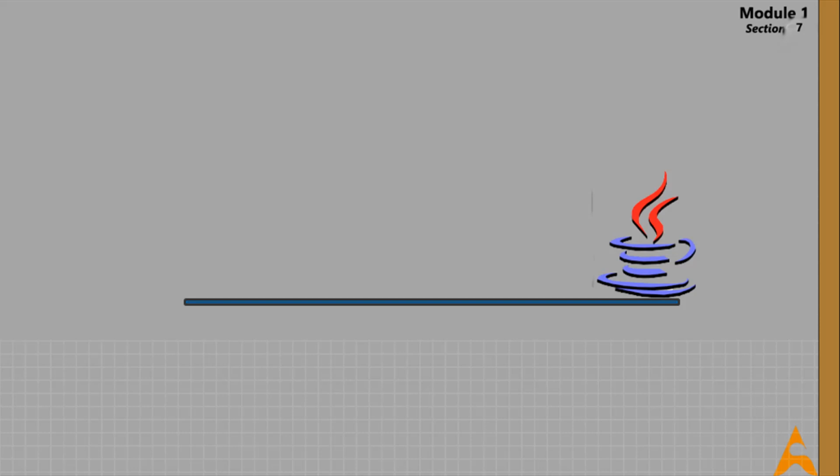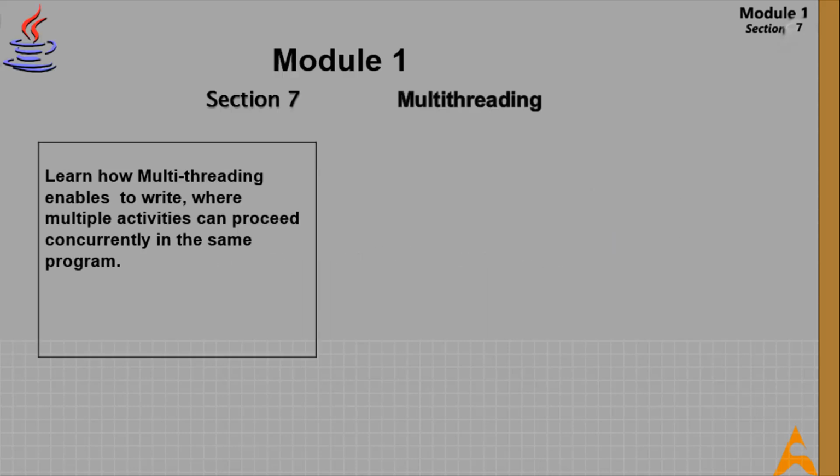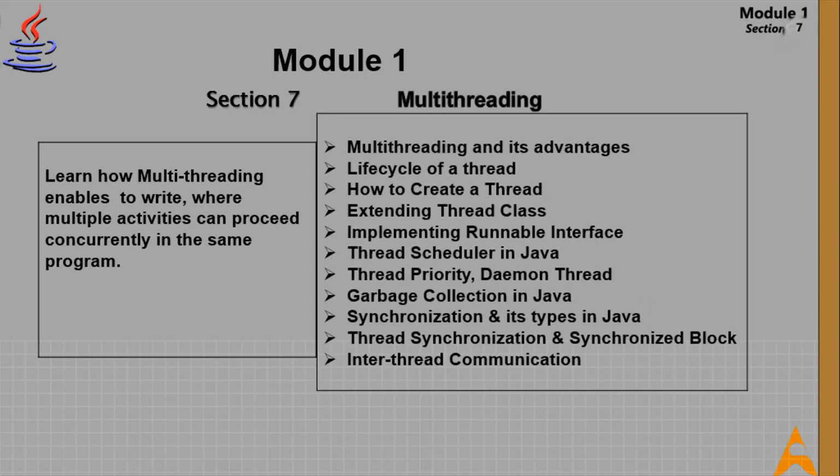Hi there. Welcome back to our next session on multithreading and synchronization in Java. In this session we would discuss multithreading, its advantages, lifecycle. We would then learn how to create a thread, implementing Runnable interface, thread scheduler, thread priority, Daemon Thread, garbage collection in Java, synchronization, and other topics.